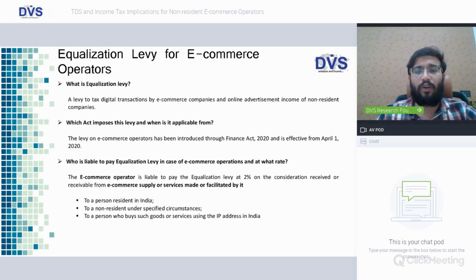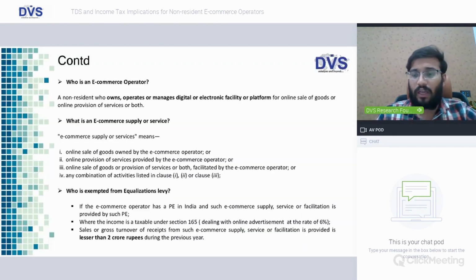The e-commerce operator is liable to pay equalization levy at 2% on the consideration received or receivable from e-commerce supply of services made or facilitated by it to a person resident in India, to a non-resident under specified circumstances, to a person who buys such goods or services using the IP address in India. So if these three conditions are satisfied, e-commerce operators are liable to pay equalization levy at the rate of 2%.